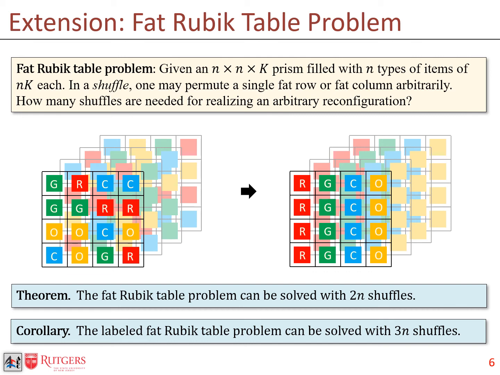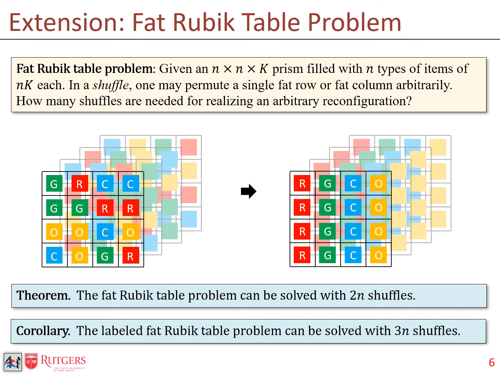Here a fat row would be one of these rows of the first table in the front, and then the corresponding row in every other table behind. And similarly, we can define fat columns. So the question then is, how many shuffles are needed for realizing an arbitrary reconfiguration of this fat Rubik table?